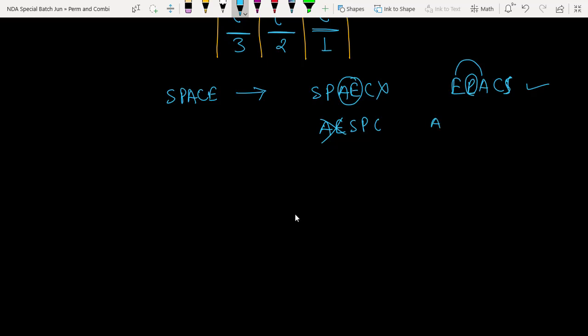A comes here. Let's suppose S, P, C are here and E is here. Is this word okay? Yes, sir. Because see here, there are three vowels, there are three consonants now. A and E are apart, they are far away from each other, so it is also allowed now.